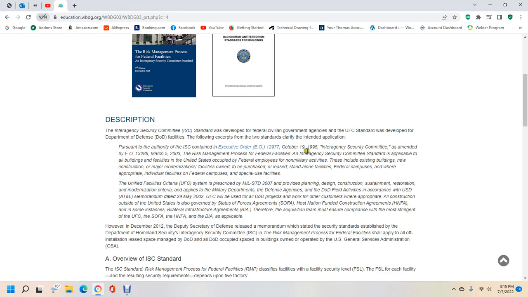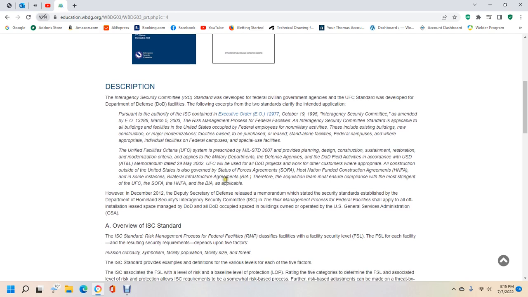The Risk Management Process for Federal Facilities, Interagency Security Committee standards, is applicable to buildings within the United States occupied by federal employees for non-military activities. These include existing buildings, new construction, major modernization, facilities owned, purchased, or leased, standalone facilities, federal campuses where appropriate, individual facilities, and special-use facilities.